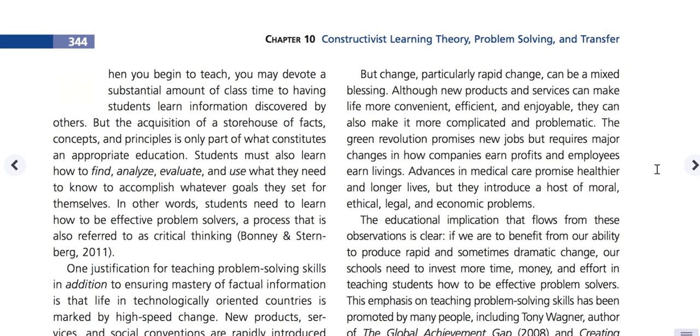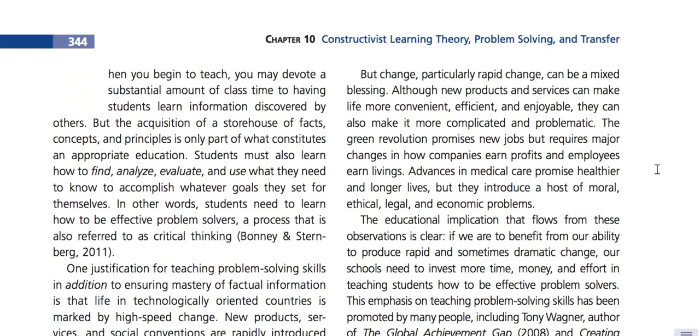When you begin to teach, you may devote a substantial amount of class time to having students learn information discovered by others. But the acquisition of a storehouse of facts, concepts, and principles is only part of what constitutes an appropriate education. Students must also learn how to find, analyze, evaluate, and use what they need to know to accomplish whatever goals they set for themselves.